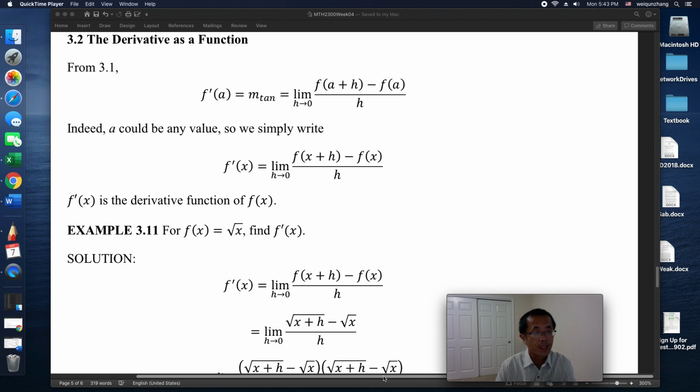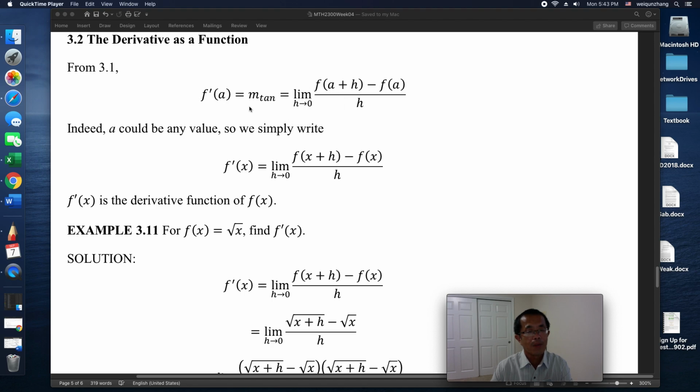Welcome back to Calculus 1, and mostly we are done with the definition of derivative. We say the derivative is the slope of a tangent line, which is a limit. So the derivative is a limit. And also, if you recall, this is a definition we provided from the previous section.